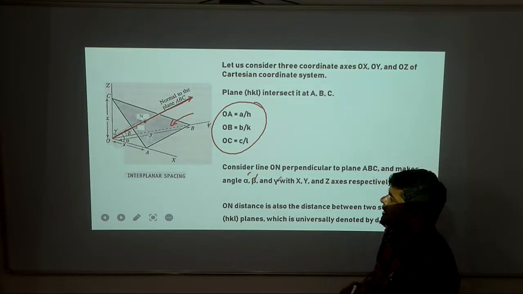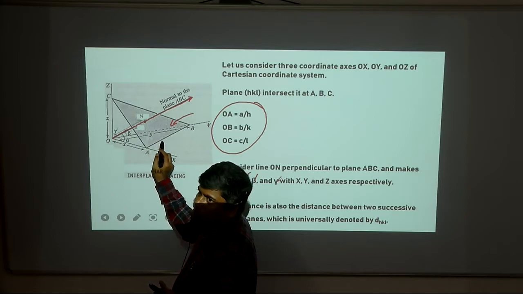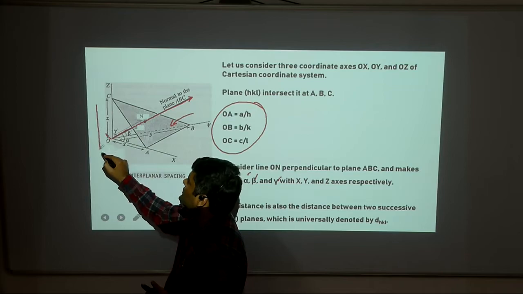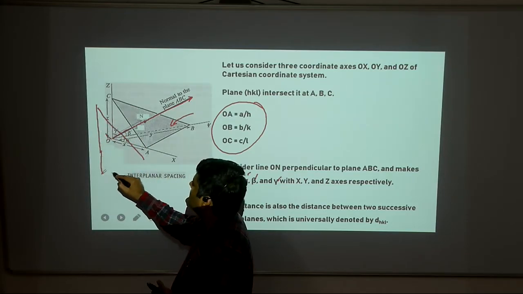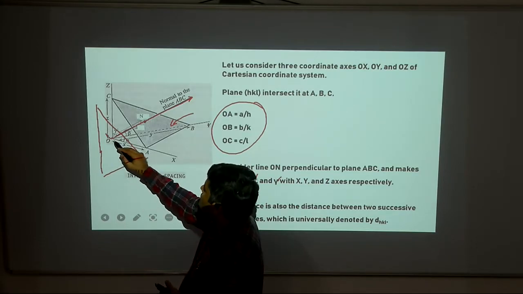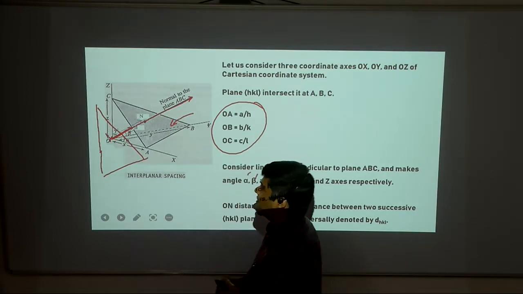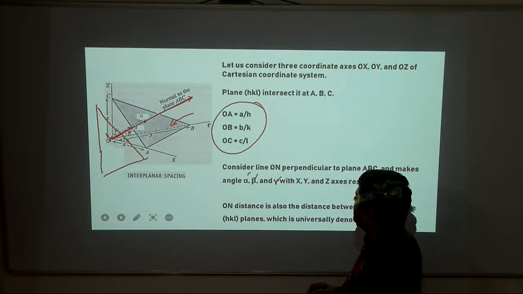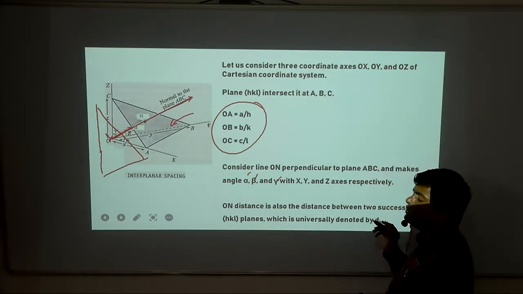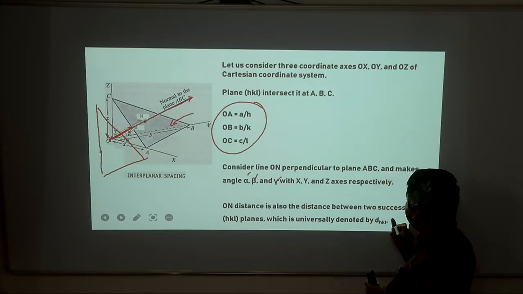Now, as I told you, another parallel plane to this ABC plane will pass through this origin. So this ON is nothing but the interplanar spacing. So we have to consider ON as the interplanar spacing. The ON distance is also the distance between two successive parallel planes HKL, which is universally denoted by dHKL.